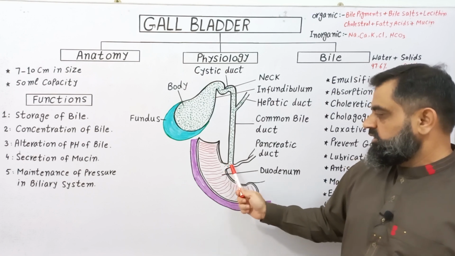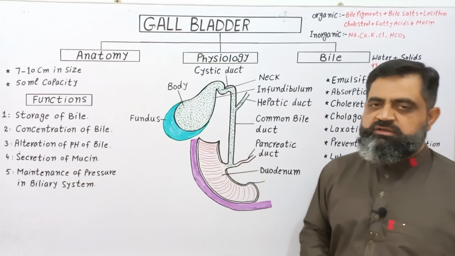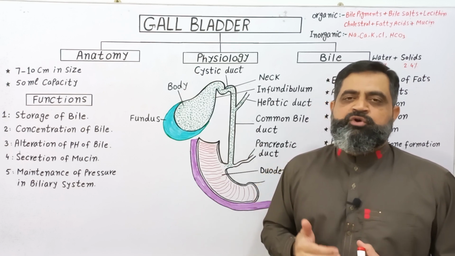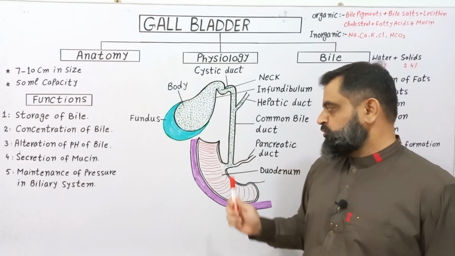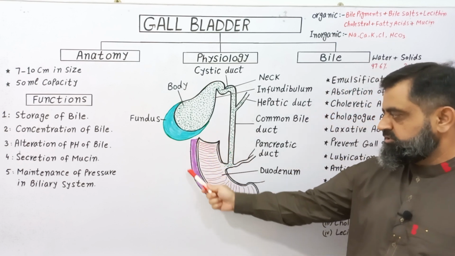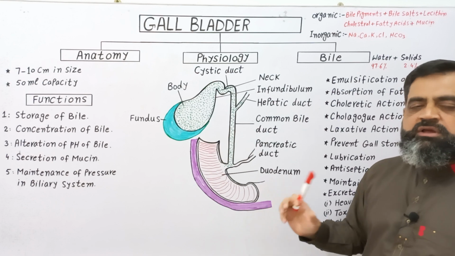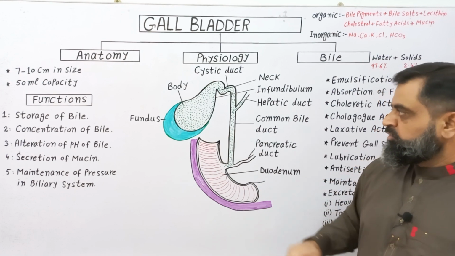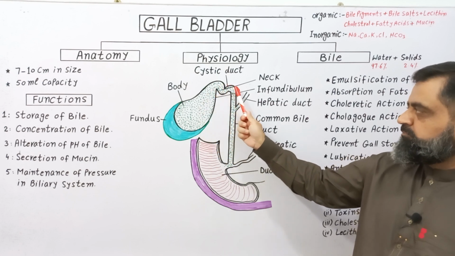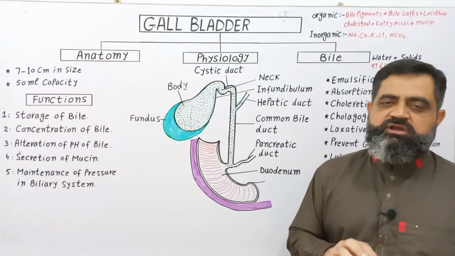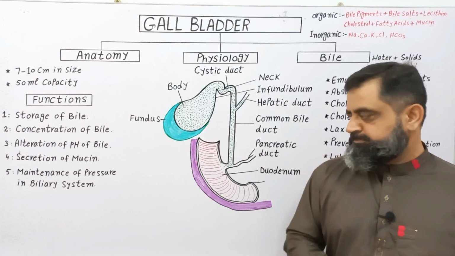There is also a duct known as the pancreatic duct, which comes from the pancreas and carries pancreatic juice, which is poured into the small intestine right over here. So this portion is known as the duodenum, which is the first part of the small intestine. Bile is dropped into the small intestine for the purpose of digestion, especially of fats.